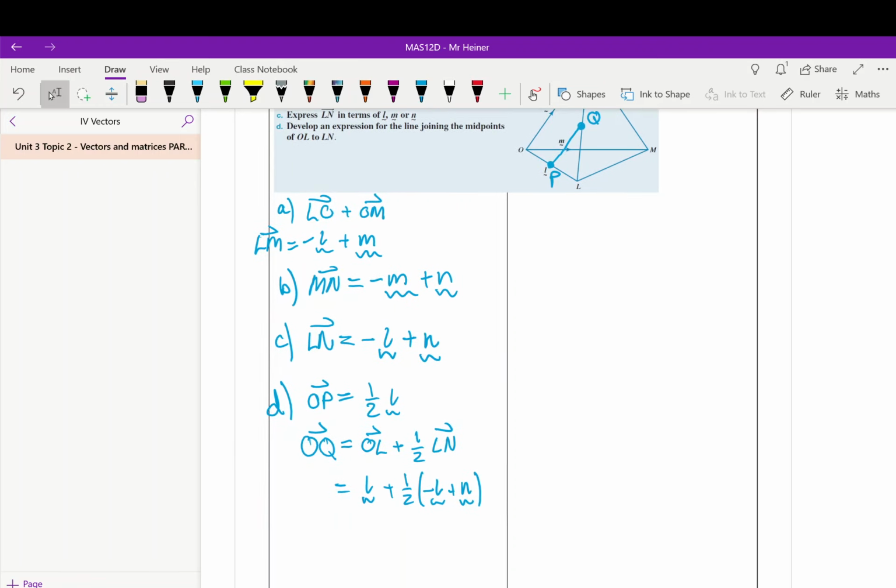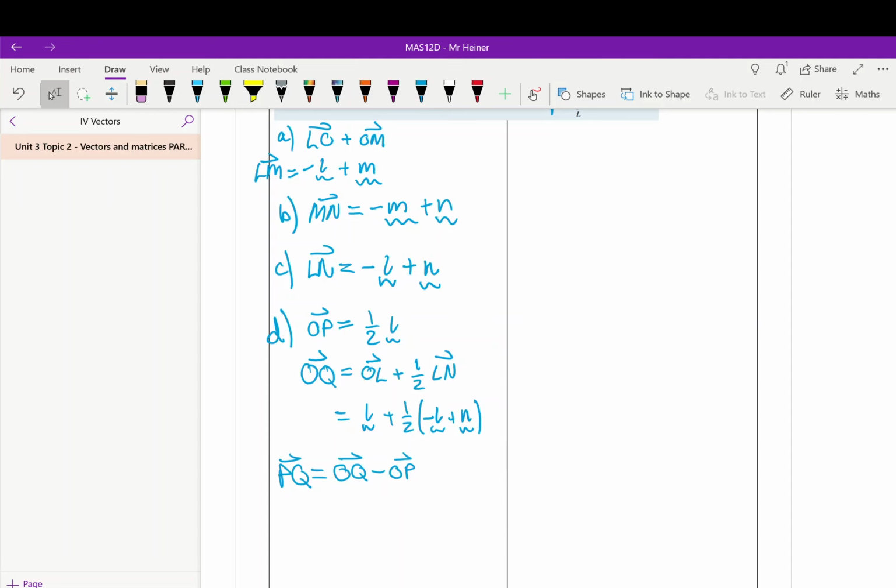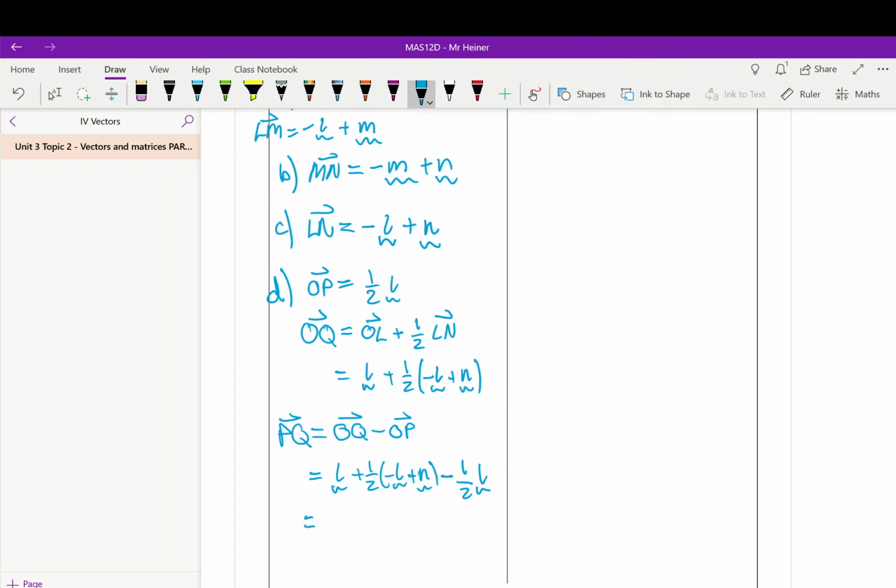So how do we find the line PQ? Well, PQ is equal to OQ take OP, both of which have now been defined by L's and N's. So OQ is L plus 1/2 of negative L plus N. We could have simplified it at the last step, but we might as well do it now. And then we're subtracting half L. So we've got L, take half L, take half L. That's going to be 0. So we're left with just half of the vector N.